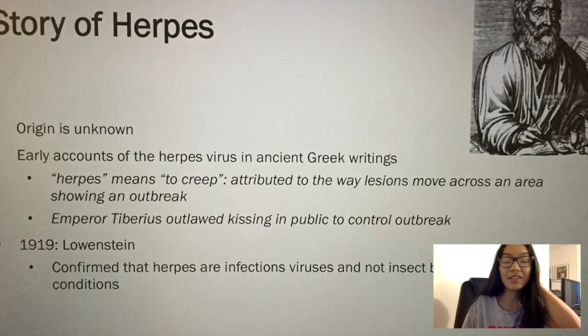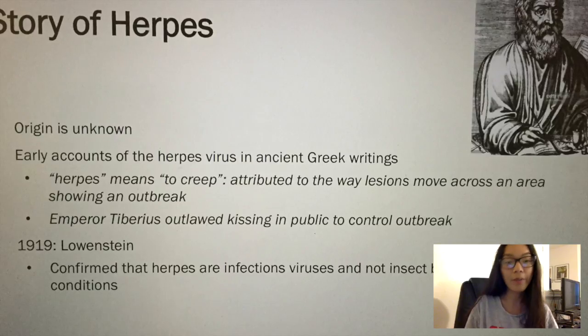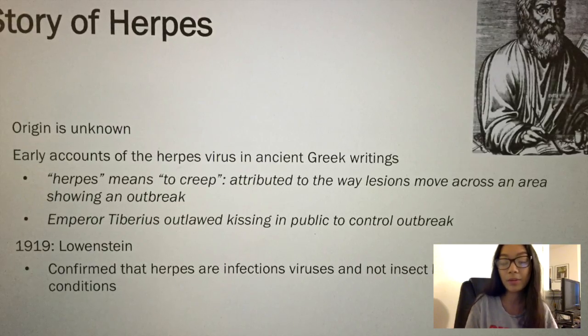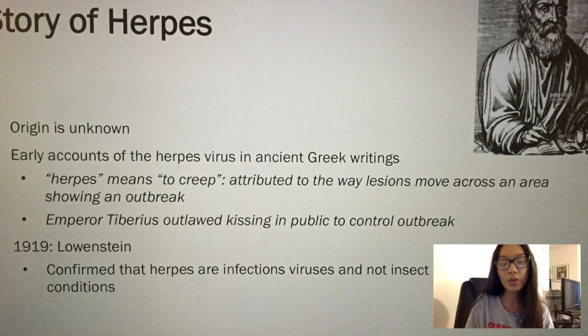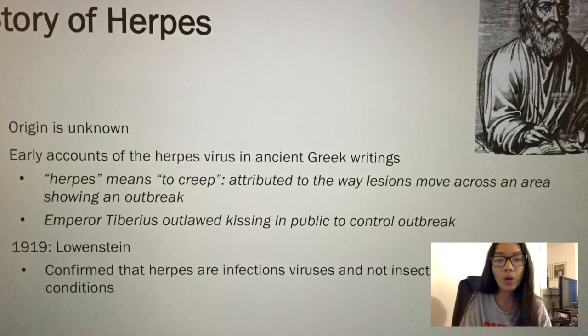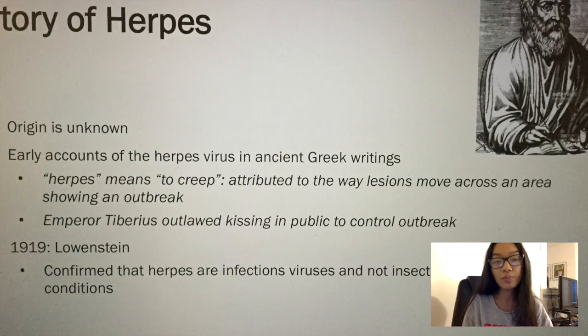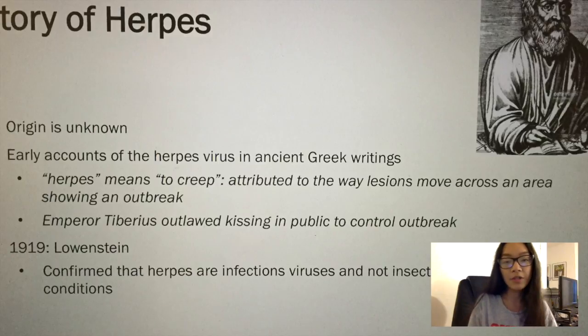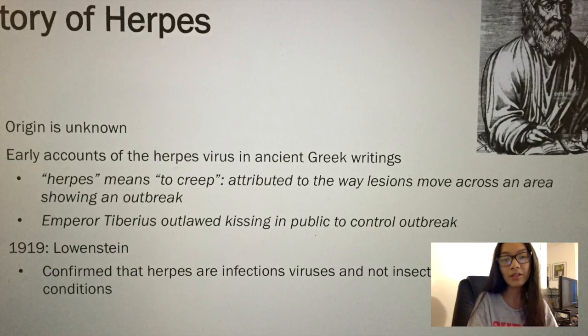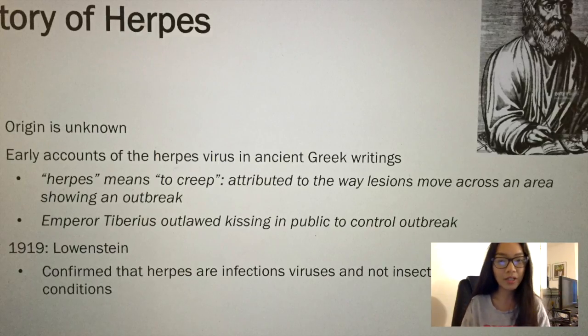And actually, the ancient Roman Emperor Tiberius outlawed kissing in public to control the outbreak. Like I said, they weren't really sure what the cause was, but they just sort of saw the pattern of infection and kissing and spreading. You know what I'm saying?